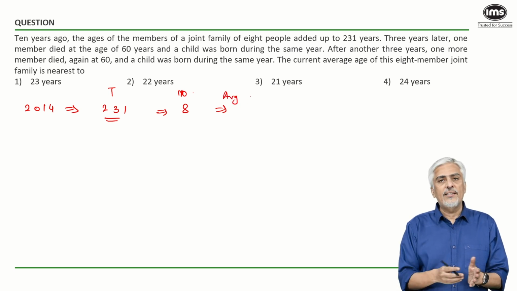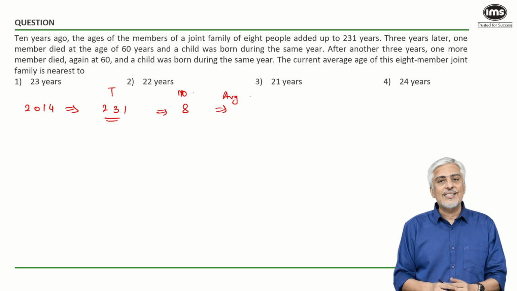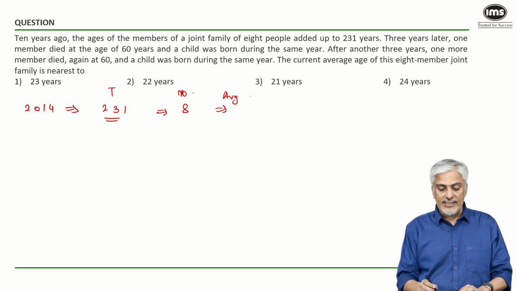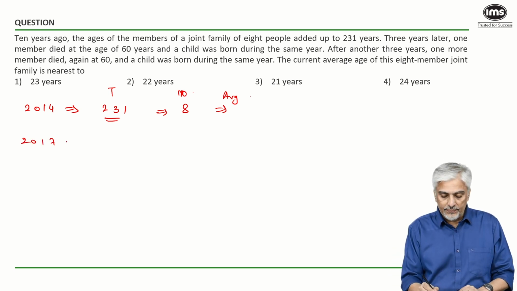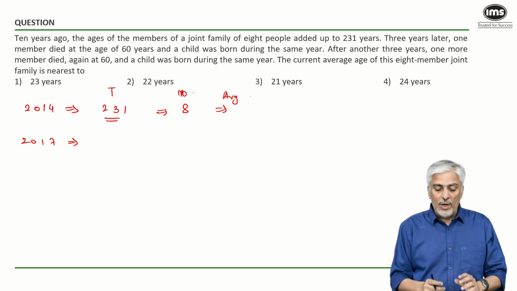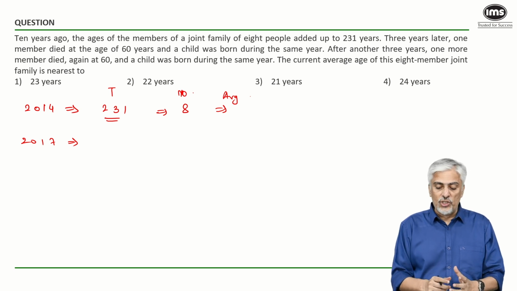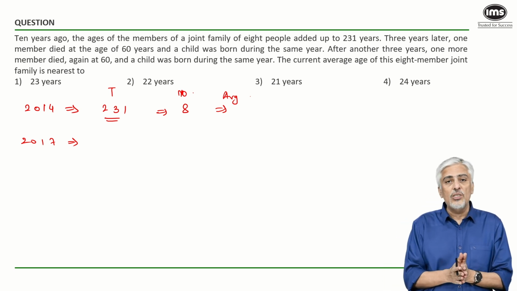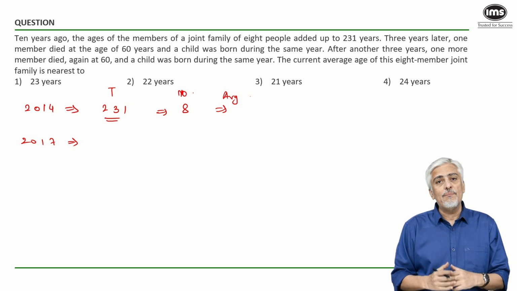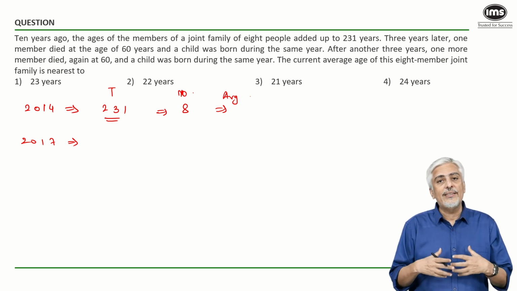Okay. And the year. 3 years later, so from 2014, if 3 years later, it will become 2017. One member died at the age of 60 while a child was born during the same year. So first of all, let's assume just before that member died, it is 3 years now. So everybody's got older by 3 years.